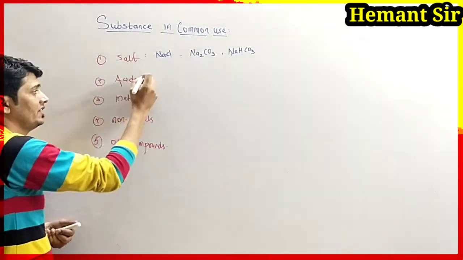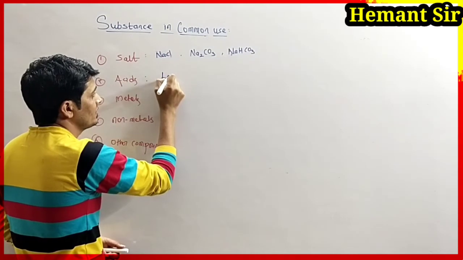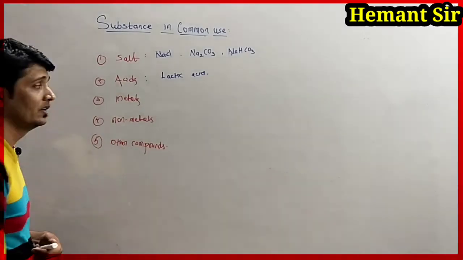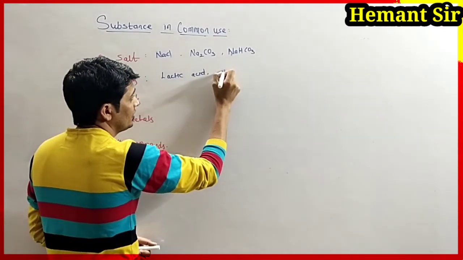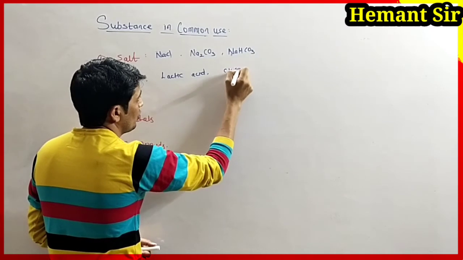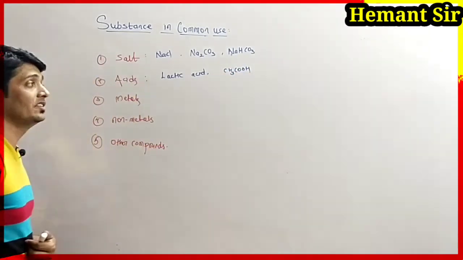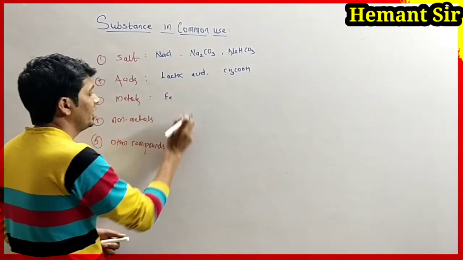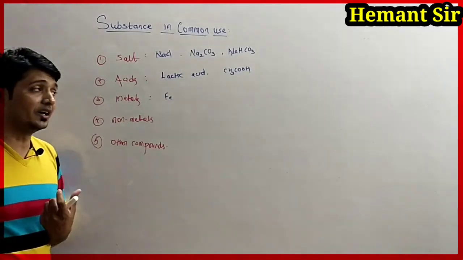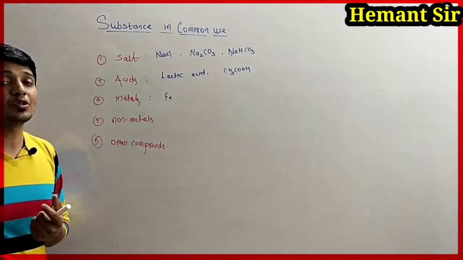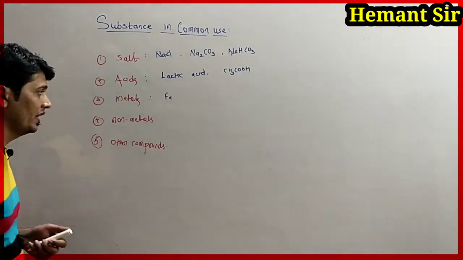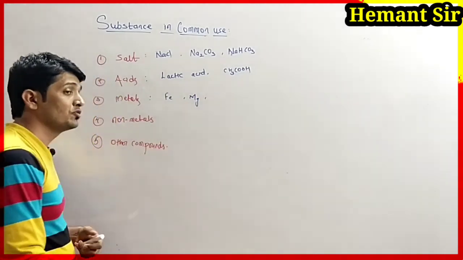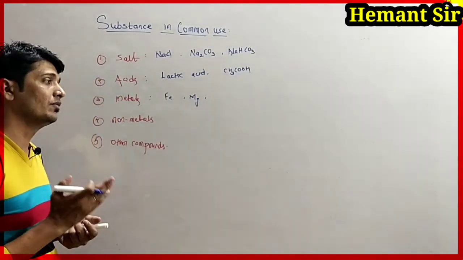The acids that we are using are lactic acid in milk products, then ethanoic acid, CH3COOH, which is the acetic acid that we are using. In metals, ferrous is present in our blood, which helps in transportation of oxygen and nutrition in our body. Magnesium is present, and phosphorus and calcium are part of our bones.